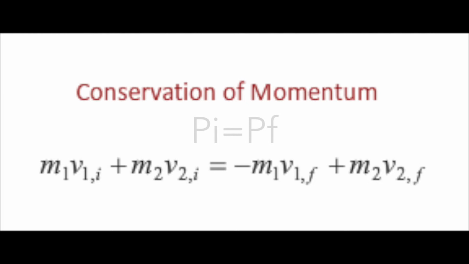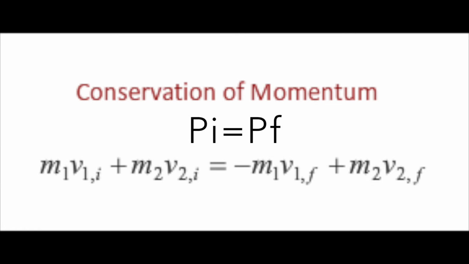Take a look at these two equations that can be used to represent the conservation of momentum of a system. Pi equals Pf. This was true in our experiment because the initial velocities and the final velocities of all the balls were 0. And since momentum equals mv, the initial momentum and the final momentum were 0.